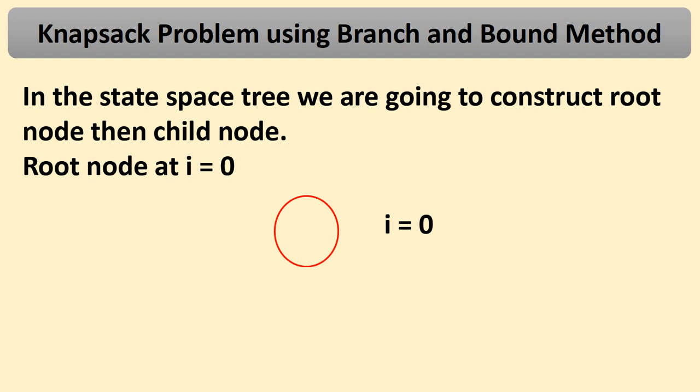As I mentioned earlier, we are going to construct the state space tree. For that we have to consider the root node, the base node, where the value of i will be 0. Because we are in search, right? So level by level the value of i will get incremented. So this is how we are going to construct a tree. Tree means what? First we will have a parent node. From that we will have several branches like child nodes. Isn't it?